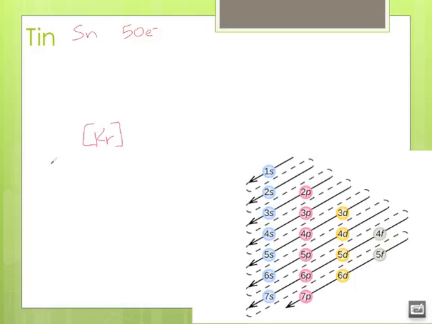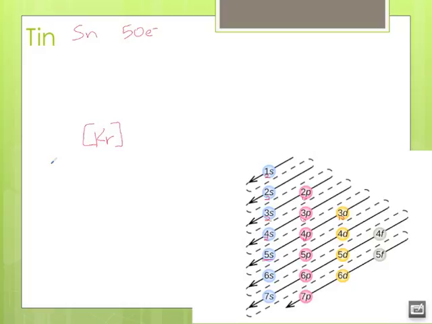And so we need to figure out what comes after those first 36. So if you don't remember where krypton ends, just count up. 1s has 2, 2s has 2, 2p has 6, that's 10. 3s has 2, 3p has 6. We go to 4s next, which has 2, that's 20. 3d has 10, that's 30. 4p has 6, that's our 36 electrons. So krypton leaves off at 4p6. So we pick up where krypton left off.